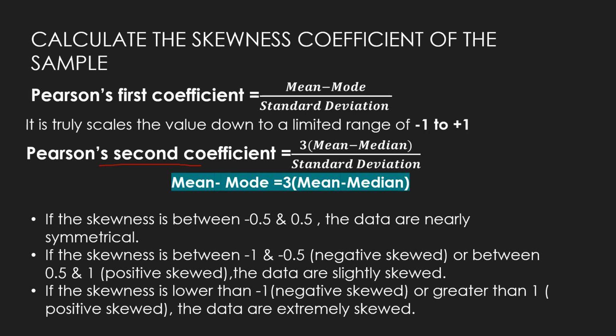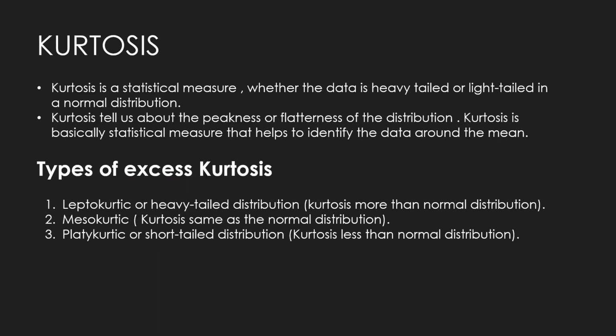So if the skewness is between -0.5 and 0.5, the data are nearly symmetrical. If the skewness is between -1 and -0.5, this is also called negatively skewed, or between 0.5 and 1, which is also called positively skewed. Here the data are slightly skewed. If the skewness is lower than -1, which is also called negatively skewed, or greater than 1, which is also called positively skewed, here the data are extremely skewed.